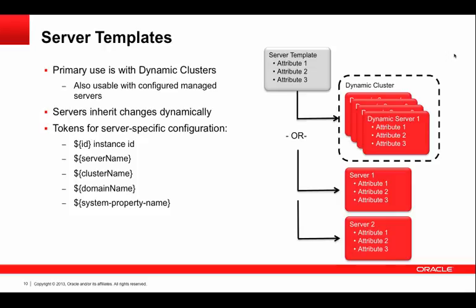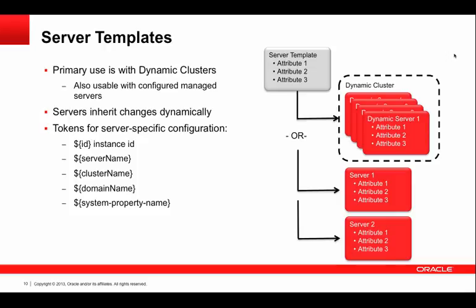I want to briefly mention some server template details. The key ingredient of dynamic clusters is the server template, which holds server configuration for each of the managed servers in the dynamic cluster. The server template is where you can get very detailed and specific for server configuration. All managed server configuration attributes are available through the server template. And we have expansion tokens that you can use to tailor individual server startup and configuration attributes.